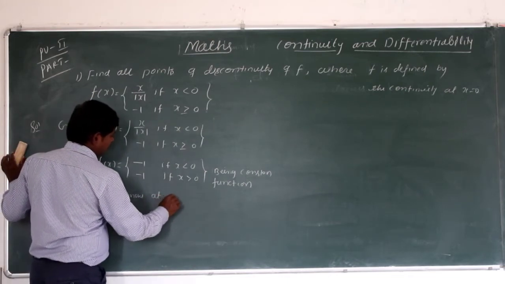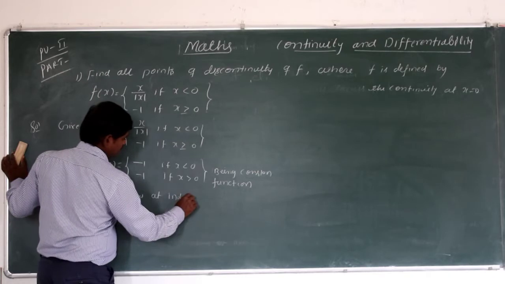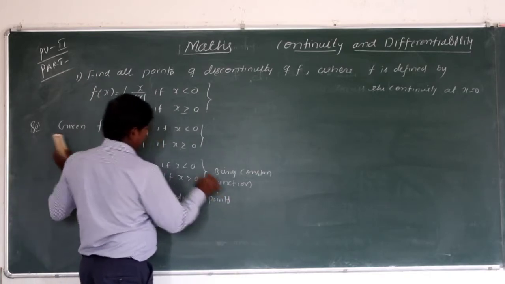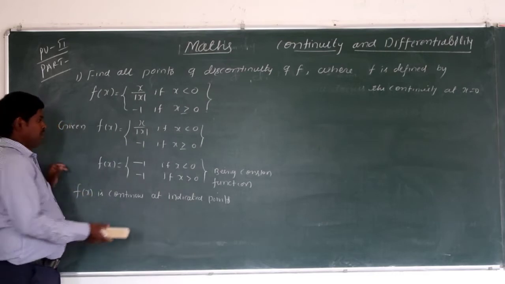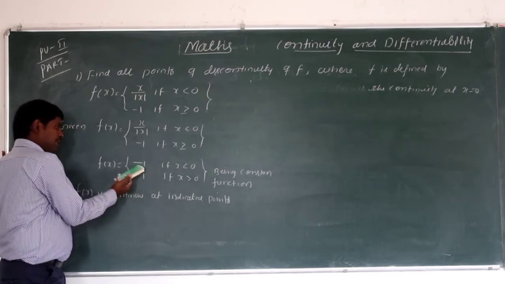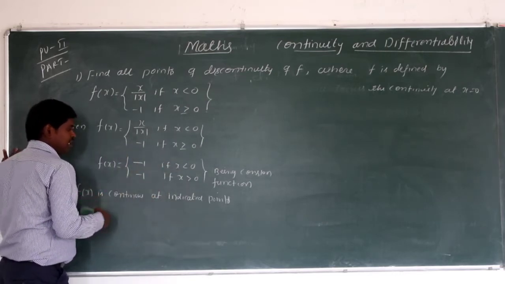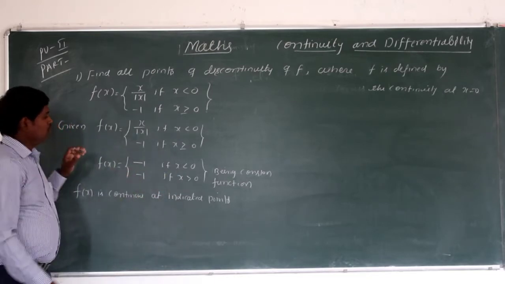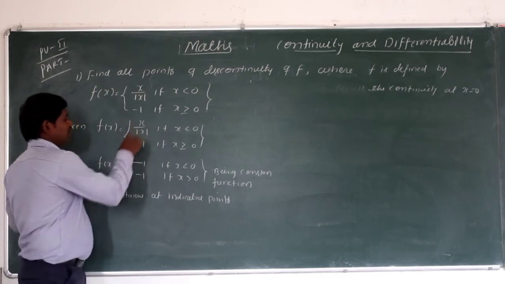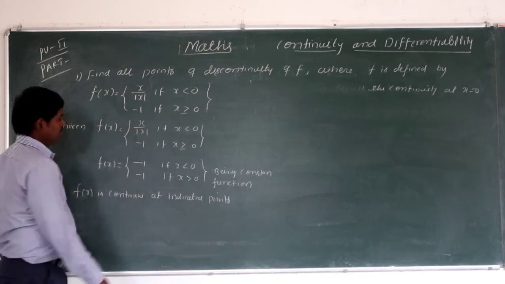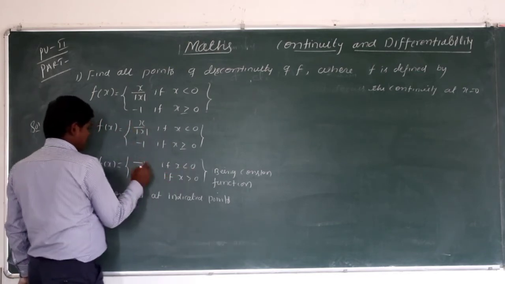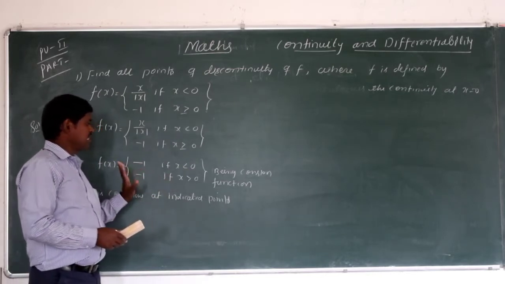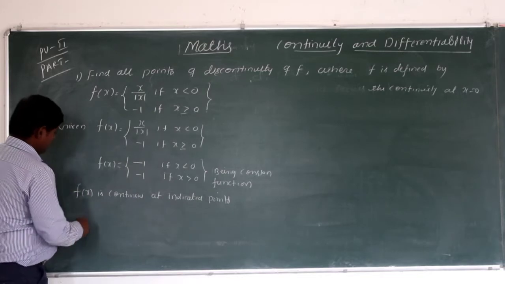So f of x is continuous at the indicated points. If x is less than 0 then we get minus 1, greater than 0 then also minus 1, that means it is continuous at the indicated points. For x less than 0 it is continuous, and for x greater than 0, being a constant function, it is continuous.